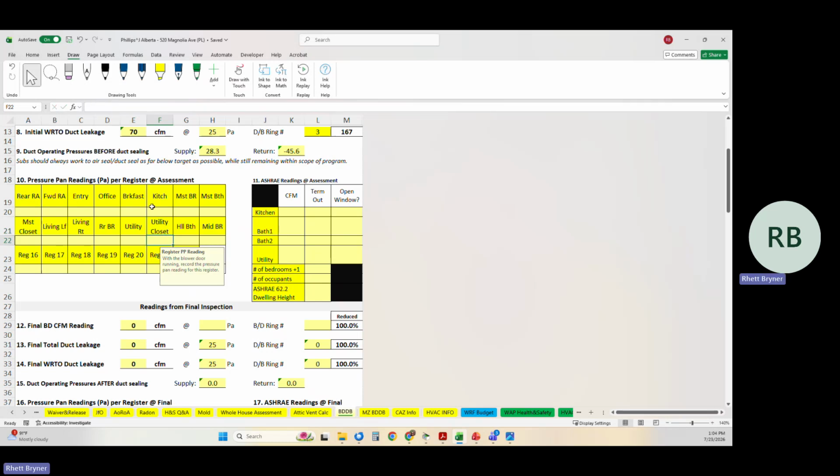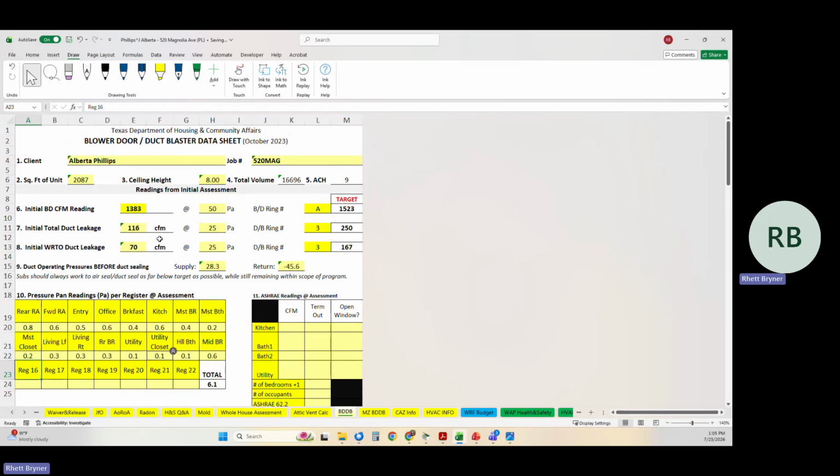All right. And again, where these readings are coming from, it's all on a piece of paper that I wrote everything down on during the inspection. All right. So 0.8, 0.6, 0.5. Okay. So those are our readings from the pressure pans during the inspection.